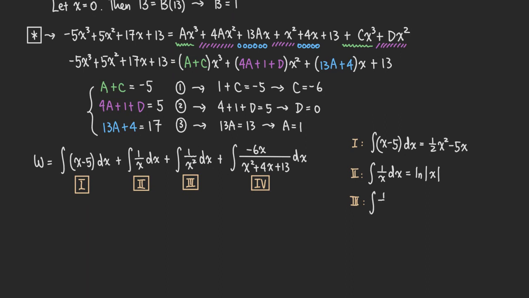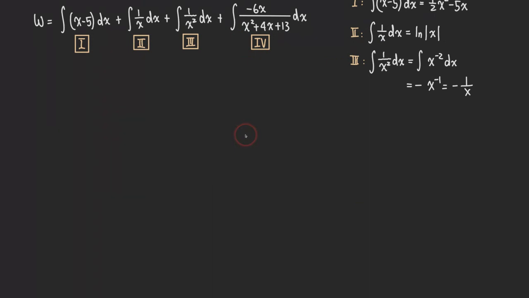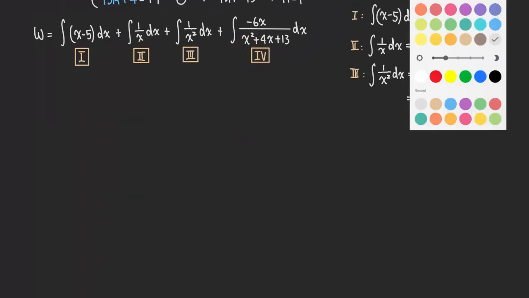Next one is going to be 1 over x squared dx. This one you can rewrite as x to the minus 2 dx, which would give us, what is that? That's going to be x to the minus 1, negative 1, right? Which is just negative 1 over x. Yeah, so we got those 3 really easily. Now the fourth one, I'm going to need a lot of space, right? So let's look at this fourth one right here.